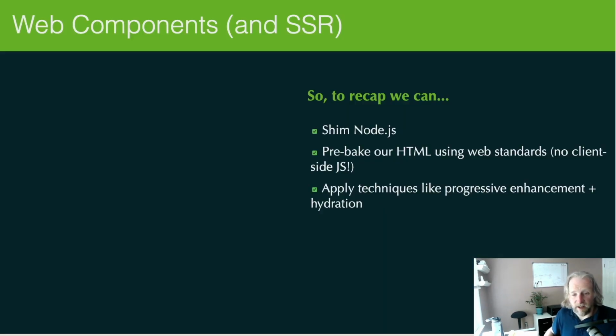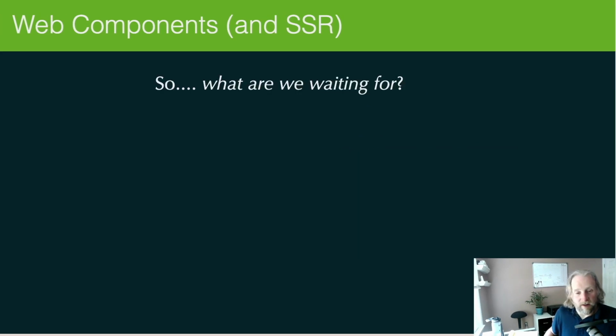So to recap, we can shim Node.js. We can pre-bake out that HTML using web standards and even no client-side JavaScript, depending on the use case. And we can apply techniques like progressive enhancement and hydration because we can leverage that initial HTML as a hint to our client-side code to say avoid operations that require rendering that HTML. So that's pretty nice. Hydration is coming to web components and it's pretty sweet. And so the only question I have is, what are we waiting for?